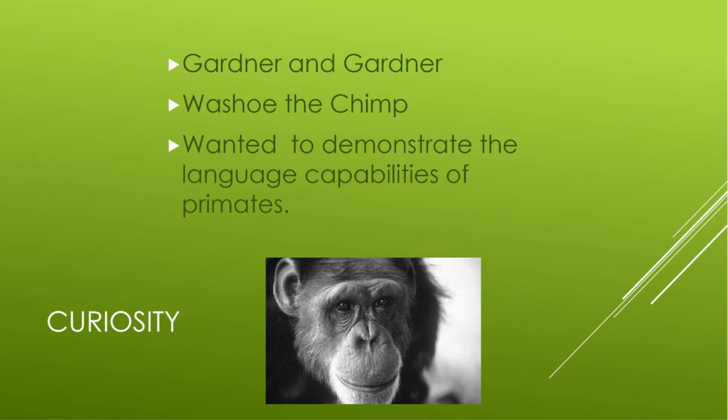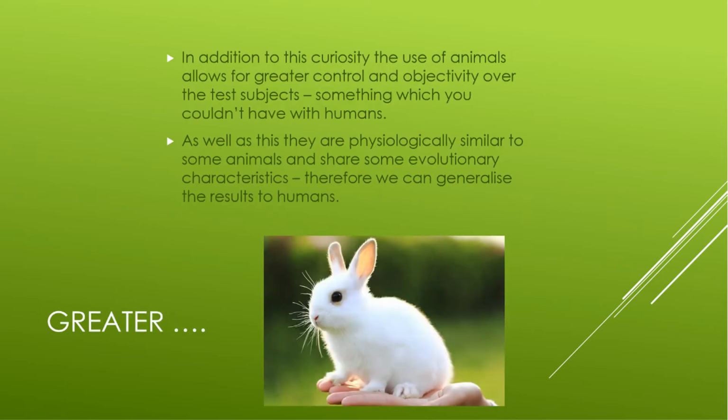Objectivity over the test subjects is something which you just cannot have with humans, because you would feel a form of sympathy towards your test subjects if you were causing them distress or harm. As well as this, they are physiologically similar to some animals, and share some very similar evolutionary characteristics. So we can generalize the results to humans when we are testing on animals. We have all got the same drives to an extent due to those evolutionary processes we have undergone throughout the centuries.